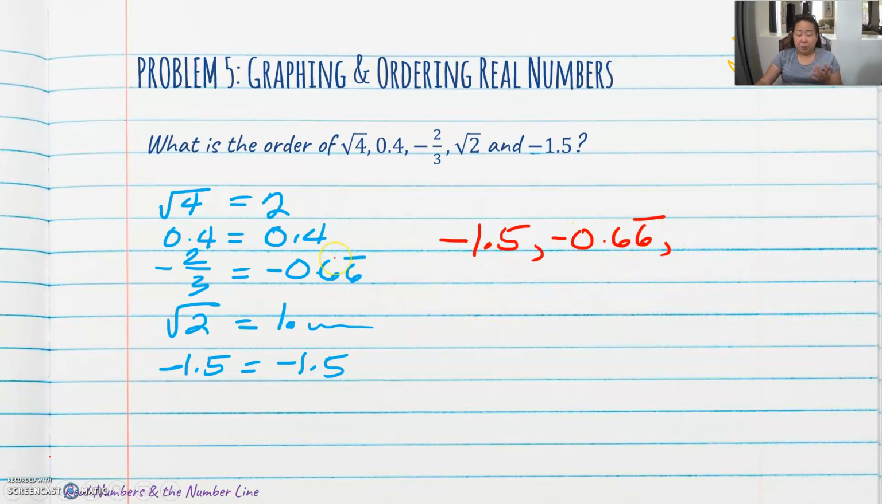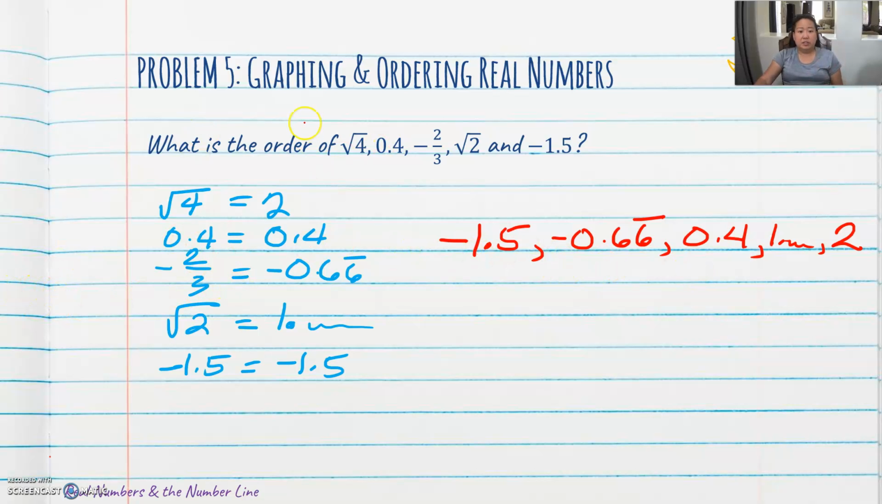So now we have the positive numbers, of course. Our positives are 0.4, 1 point something, and the 2. The smallest of these three would be 0.4, followed by, of course, the 1 point something, and then the biggest number that we have is 2. Okay? So, is this the correct order now?